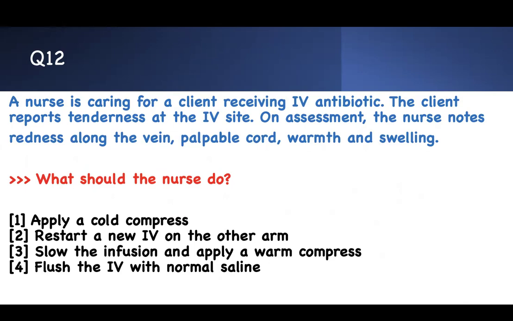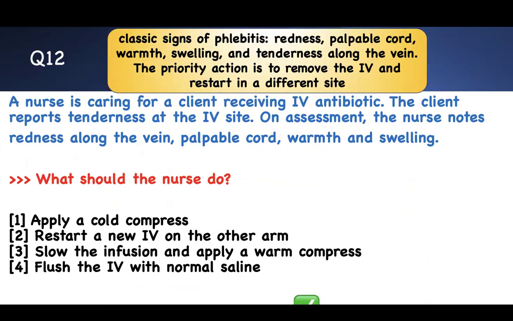What do you think this patient has? Is this phlebitis? Is it infiltration? Is it vesicant infiltration, extravasation? Be the judge, but use the buzzwords to make the diagnosis. After that, then you know what to do with the treatment. Do you apply a cold compress? Do you restart a new IV on the other hand? Do you slow the infusion down and apply a warm compress? Do you flush the IV with normal saline? The content will tell you: the palpable cord and a streak of redness along the vein. This is phlebitis. The best way is to remove the IV and start at another site. That is the key associated with that.